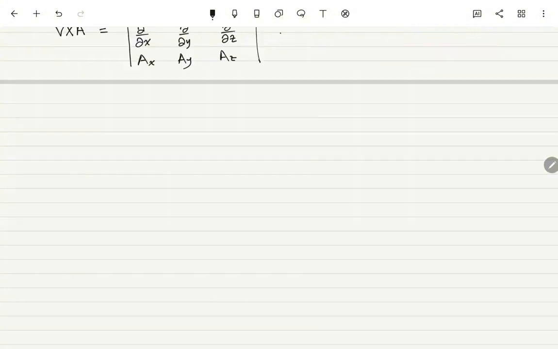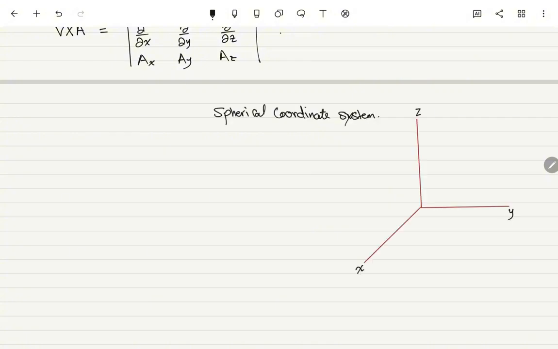In physics, we are interested in three coordinate systems: Cartesian, spherical, and cylindrical coordinates. Now let's discuss spherical coordinates. If this is x, y, z, now we have a point P right here. It has a position in spherical coordinates. We'll see r, theta, phi.